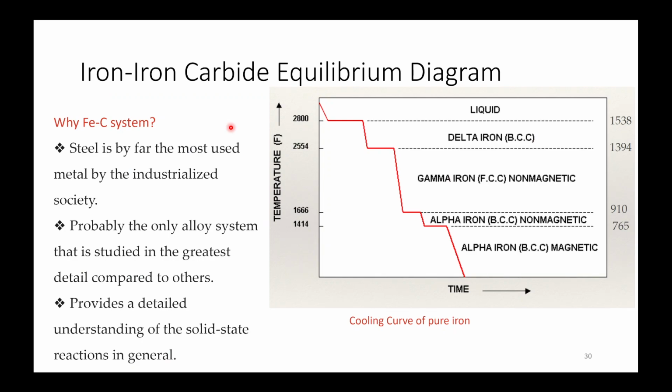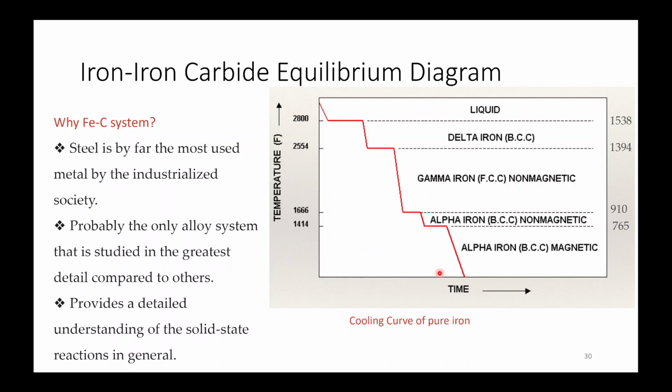Now the iron carbide equilibrium diagram. Firstly, why is this system so important? Because steel is by far the most used metal by industrialized society. This is probably the only alloy system that is studied in the greatest detail compared to other systems, and it provides the details for understanding solid state reactions in general.